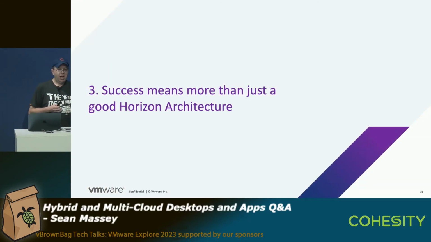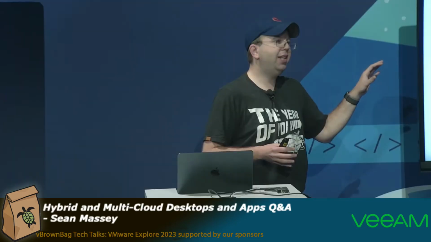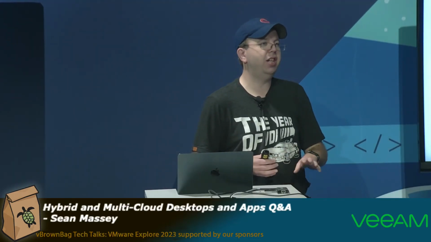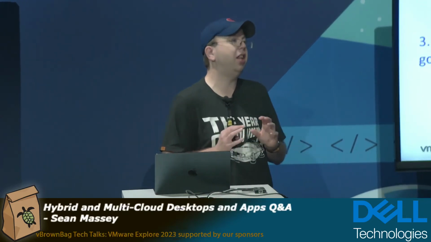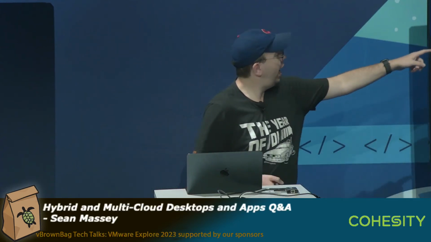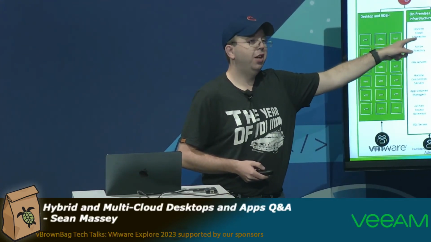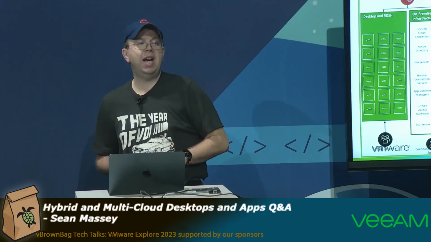So, having talked about reference architectures and everything like that, we can't just focus on the Horizon pieces. Success for any desktop project in a hybrid or multi-cloud or even multi-site deployment depends on a lot more than just having a good Horizon architecture. Because when I go back a couple slides, we have all of these pieces that Horizon relies on, like Active Directory and our file servers that we need to design for.